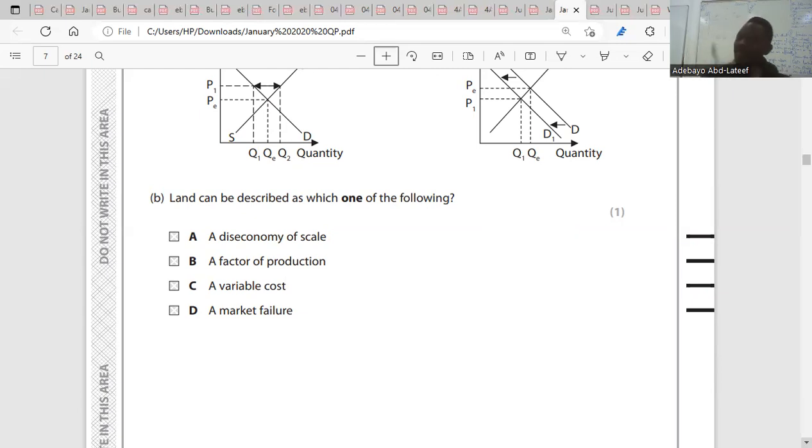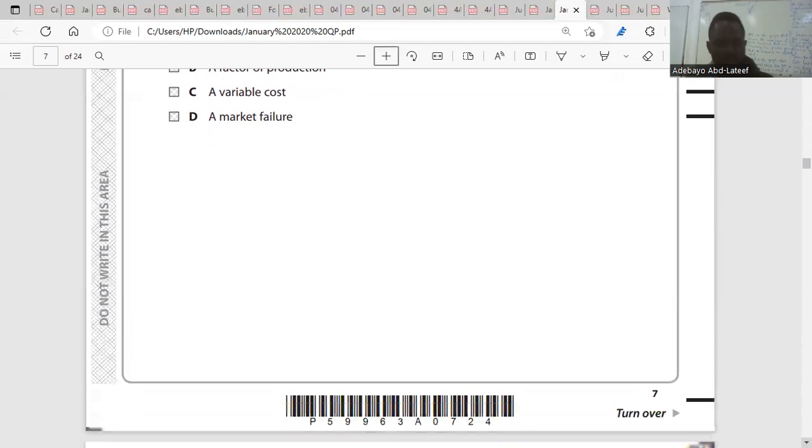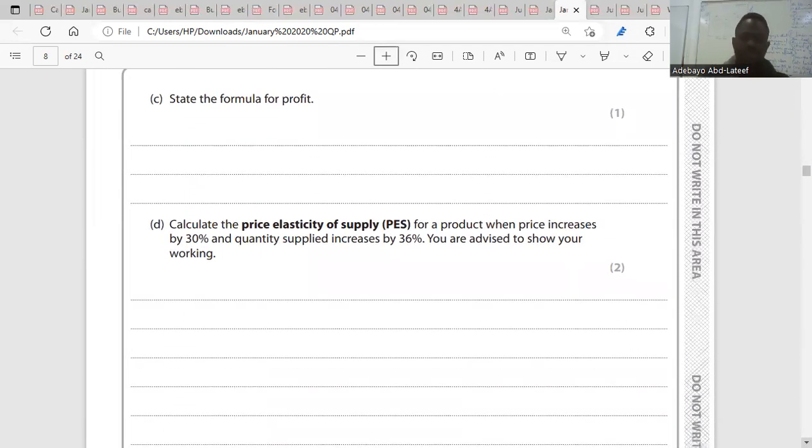I'm giving you different meanings of all these things because one of them might even come in the exams. Market failure is what? When your social cost exceeds your social benefit. So the answer is what? B. Is it clear? B, yeah. Is it clear, please? Yes. We move on. Question C.